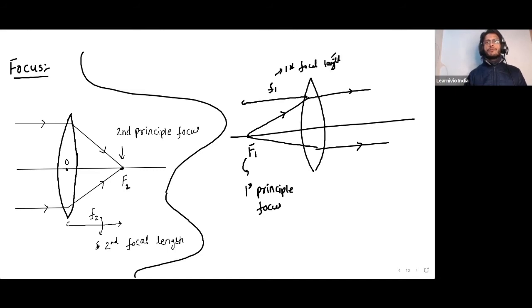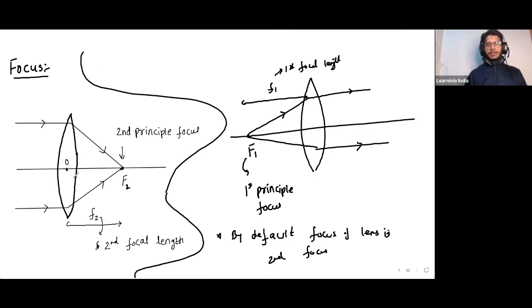But when I say focal length of a lens, by default it means the second principal focal length. Remember always, the focus of a lens by default means the second focus. Although there are two foci in the lens, we always use the second focus in derivation and calculation everywhere.